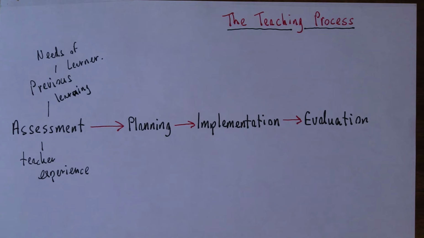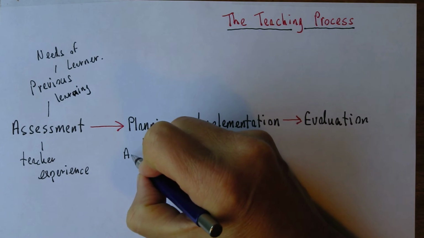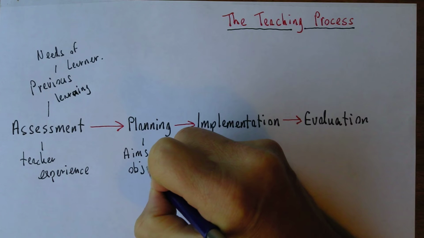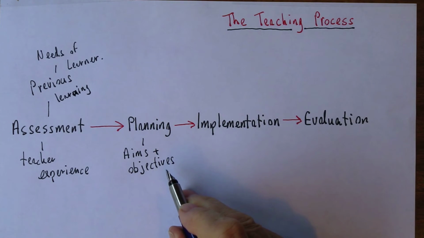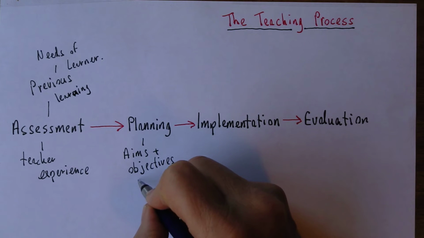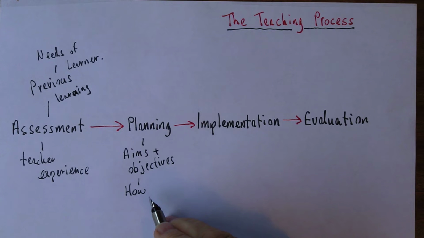Then we need to plan the lesson. So planning, obviously, we can look at aims and objectives. What is it we want to achieve? What are the learning outcomes? What do we need to communicate? And how are we going to communicate it? So there's quite a big how thing here. This is kind of the process we're going to go through as well as the product.